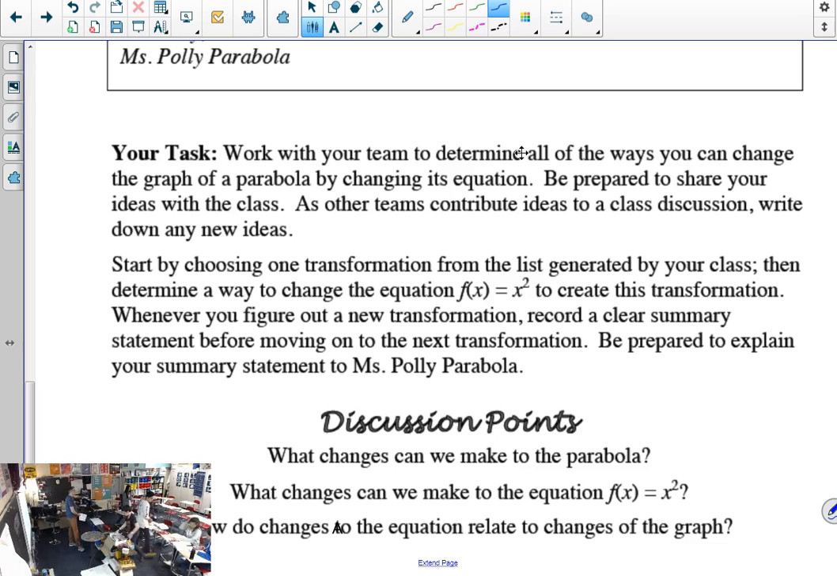You are looking for vertical shifts, horizontal shifts, stretches, flips. I'm trying to think of what else. I think that's about it. Vertical, horizontal, stretch, flip, all that good jazz. So, dive in.